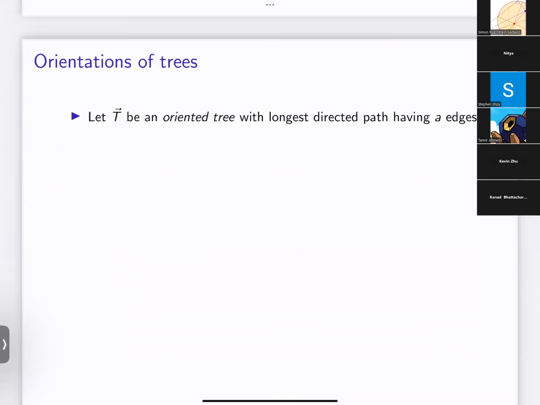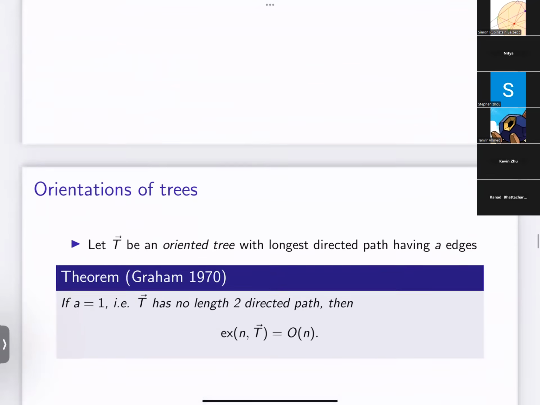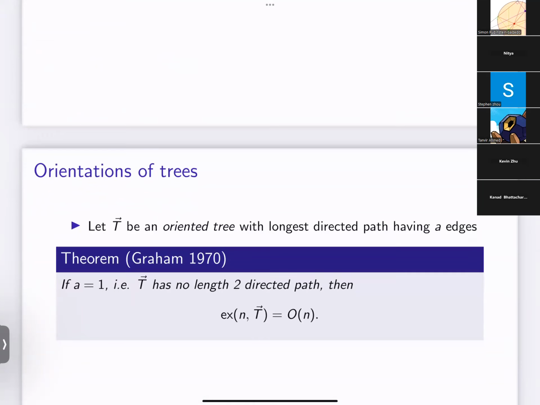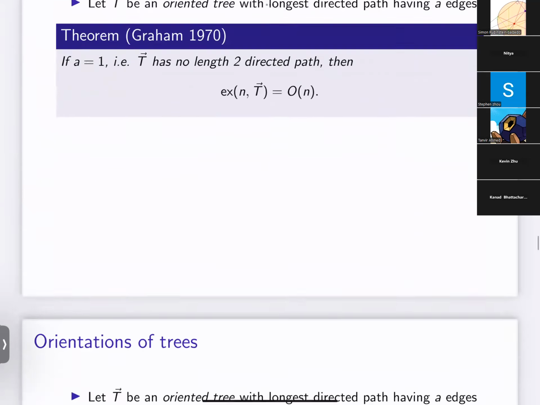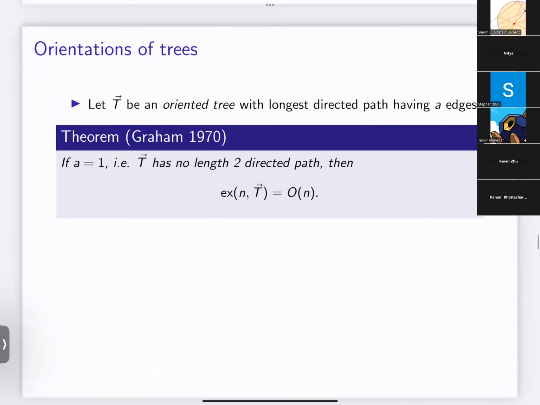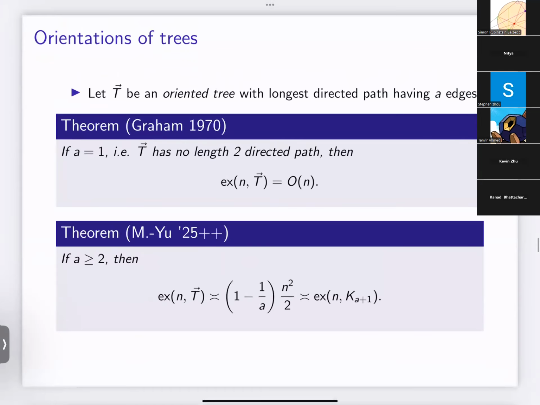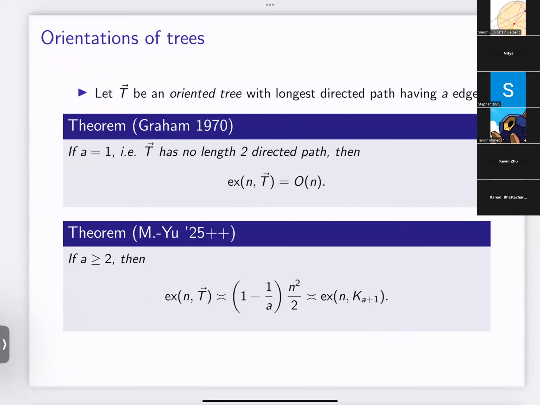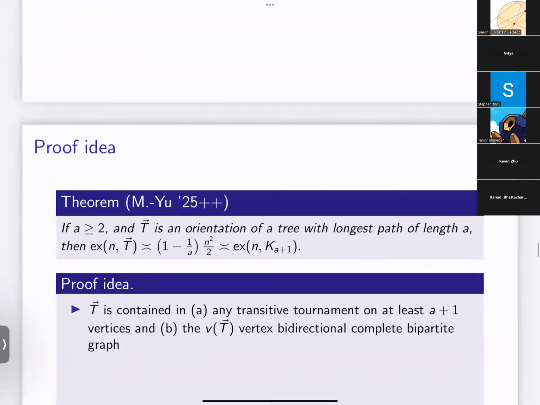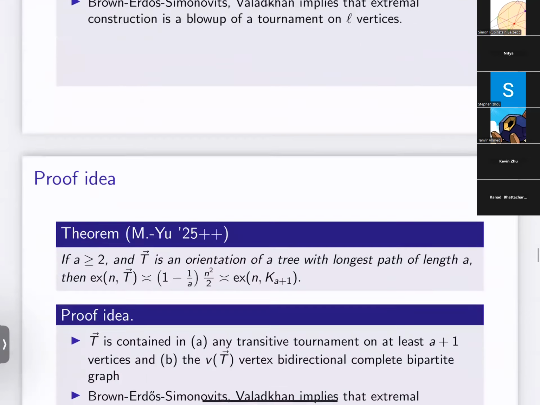We also understand the Turán number of orientations of trees. In 1970, Graham showed that if a tree has no length 2 directed path, then its oriented Turán number is linear. Trees are all bipartite, so in fact we know that their undirected Turán numbers are also very small. And you can generalize this to show that this holds in more generality than just length 2 directed paths. I'm going to skip the proof idea in the interest of time.